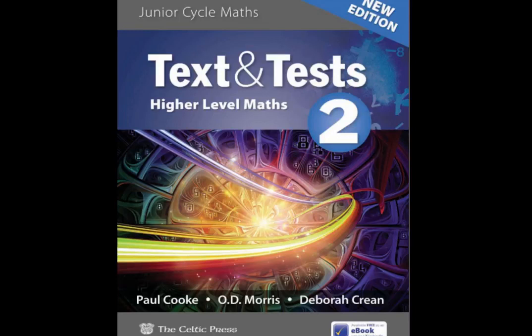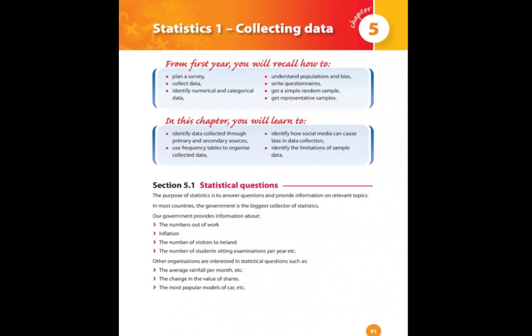Hello everyone. So today we're going to have a look at chapter 5 out of the Text and Text book, the higher level junior sub book for statistics, basically looking at the collection of data. So we're going to look at what types of different data there is, how it can be collected, how it's organised, fair ways of doing things, removing bias, that sort of stuff. Look at a few keywords and so on.